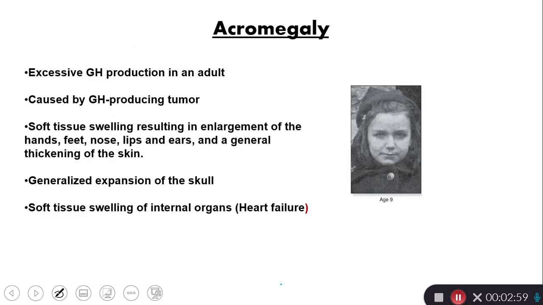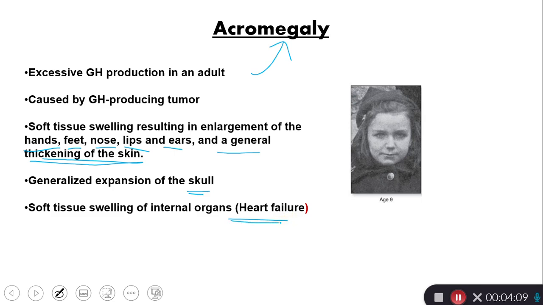That's gigantism. On the other hand, if we have excessive production of the growth hormone during adulthood after closure of the epiphyseal plates, a condition that we call acromegaly develops. Here, the person will not be taller because the epiphyseal plates are now closed. What will happen is soft tissue swelling, resulting in enlargement of the hands, feet, nose, lips, ears, and there is a general thickening of the skin. So the person who has acromegaly will try to wear his shoes and they do not fit anymore because the feet are larger than before. Trying to put on the hat, but it does not fit anymore because of the expansion of the skull. And that soft tissue swelling of internal organs can lead to heart failure.